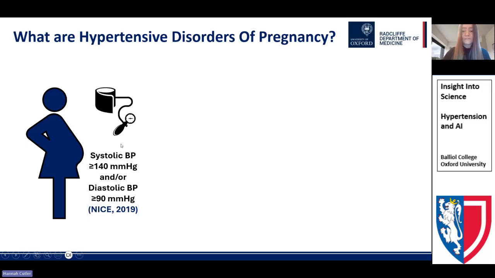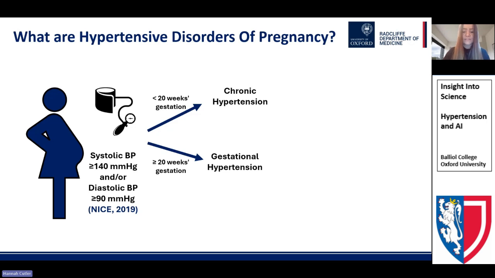So a hypertensive disorder of pregnancy is defined as a woman who develops high blood pressure during their pregnancy. So this involves having systolic blood pressure over 140 millimeters of mercury and diastolic blood pressure over 90 millimeters of mercury. If this occurs before 20 weeks of gestation, it's termed something called chronic hypertension. And if it happens after 20 weeks of gestation, it's known as gestational hypertension.